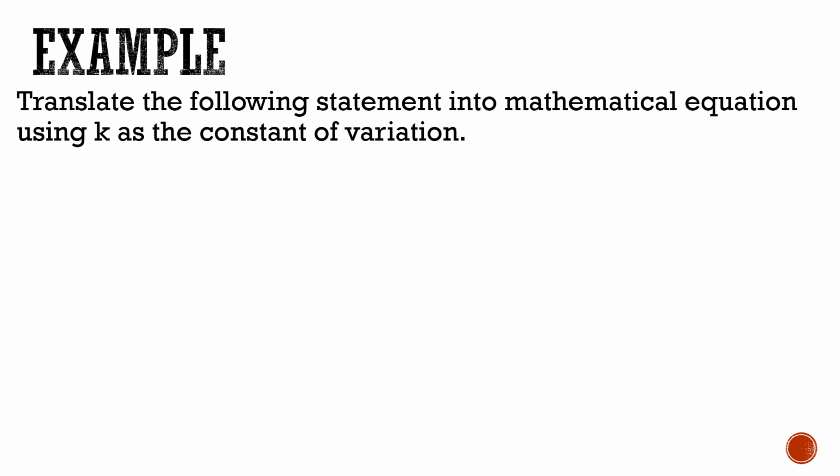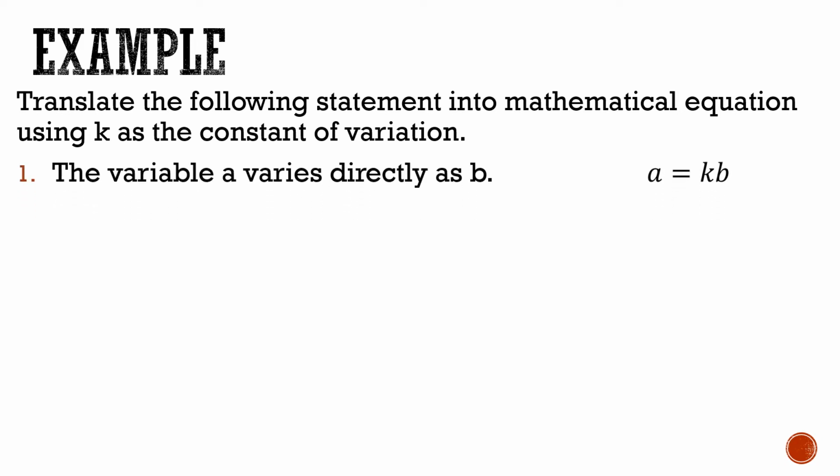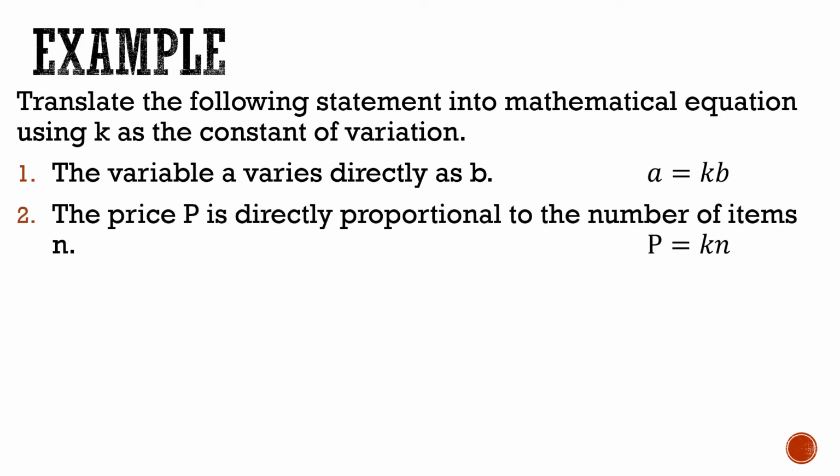Translate the following statement into mathematical equation using k as the constant of variation. The variable a varies directly as b. In mathematical equation, that is, a is equal to kb. The price p is directly proportional to the number of items n. In mathematical equation, that is, p is equal to kn.